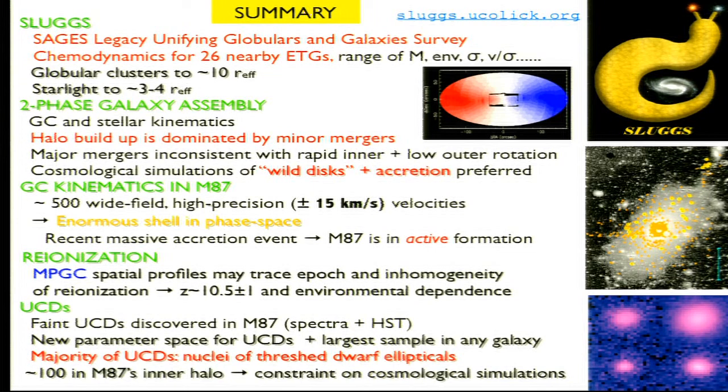We found this enormous shell in velocity-position phase space in M87, so we can actually detect the kind of substructure in galaxy halos that you can only do in the Local Group if you're confined to field stars. So with globular clusters, you can push that whole analysis much further out. We have some fun constraints on cosmic reionization, and we need to think about UCDs in terms of the cosmic accounting. Okay, thank you.